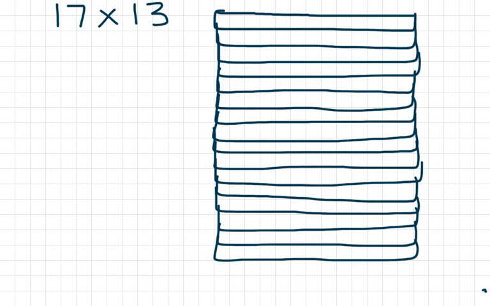And that just helps us understand exactly what it is that we're multiplying. We're multiplying 13 17 times. And of course, another way we can describe this is 17 groups of 13, or 17 times 13.